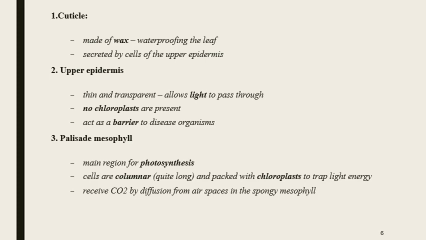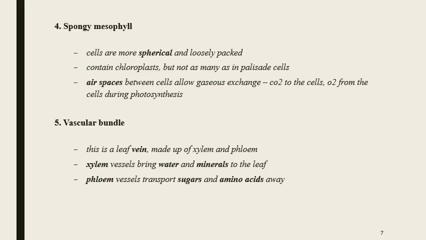Third, palisade mesophyll, main region for photosynthesis. Cells are columnar, packed with chloroplasts to trap light energy, receive carbon dioxide by diffusing from air spaces in the spongy mesophyll. Spongy mesophyll cells are more spherical and loosely packed, contain chloroplasts, but not as many as palisade cells. Air spaces between the cells allow gaseous exchange: carbon dioxide to the cells, oxygen from the cells during photosynthesis.